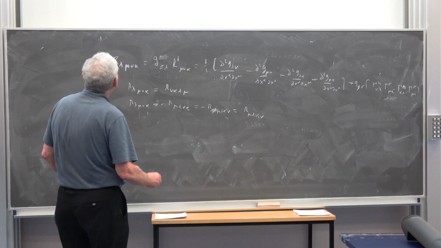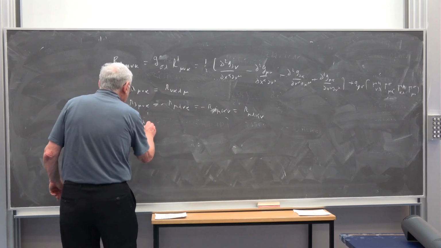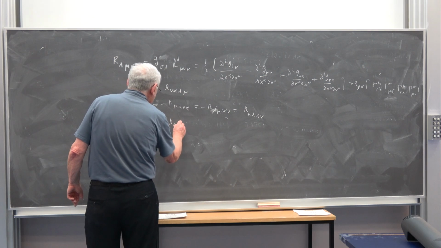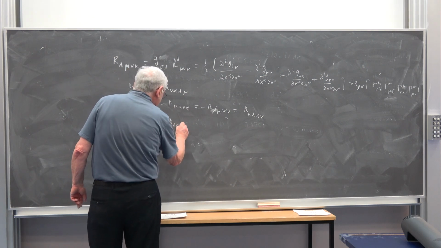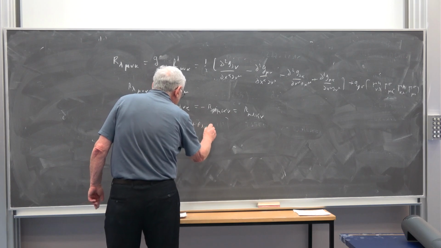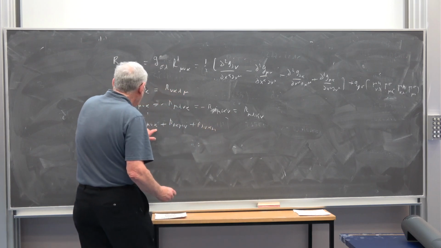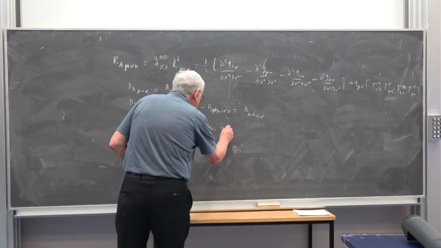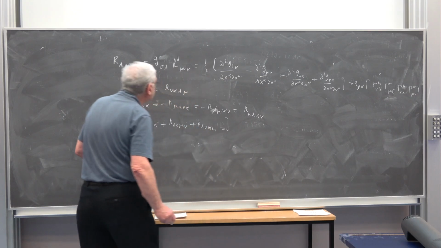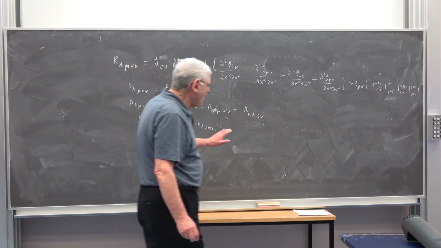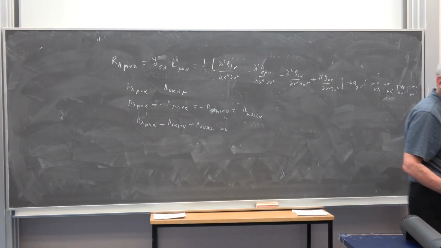And then finally, there's a cyclic condition: R lambda mu nu kappa plus R lambda kappa mu nu plus R lambda nu kappa mu equals 0. So it's cyclic on the last three indices. Okay. That is good news.